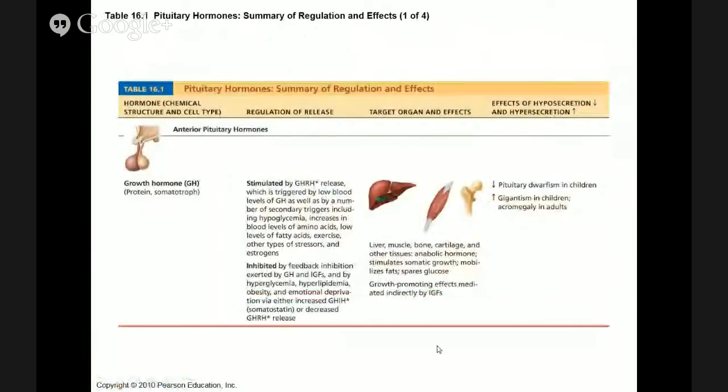No attendance terms. In your book, you have a table. I'm not sure if it's table 16.1. It might be a little bit different in your edition of the book. But you do have this table. It's a really nice table because it's going to give you the name of the pituitary hormone, and it's going to tell you what regulates the release, growth hormone releasing hormone in this case, what it targets, and then what happens if you have hypo, which means under secretion, or hyper, which means over secretion of that particular hormone.